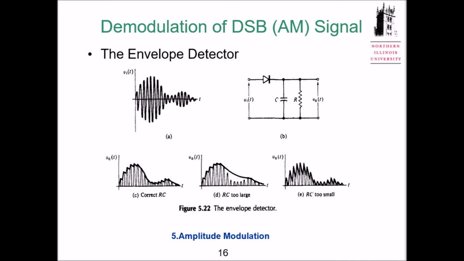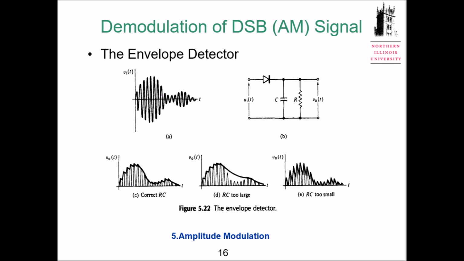When my input goes down, it will discharge slowly. And then it goes back up again, so it's charge, discharge, charge, discharge. If I can choose my R and C very carefully, very cleverly, I just catch the envelope. So we call it an envelope detector.